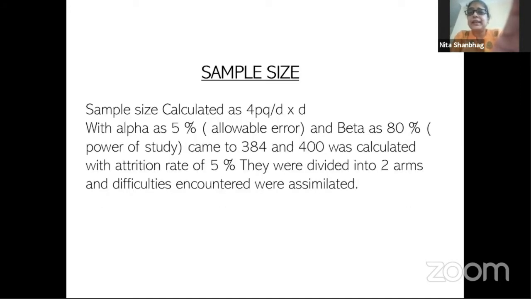Sample size was calculated as 4Q upon D square, where alpha is 5%, which is the allowable error, and beta is 80%, which is the power of the study. It came to 384, but a 400 sample size was calculated with an attrition rate of 5%. They were divided into two arms and difficulties encountered were assimilated.